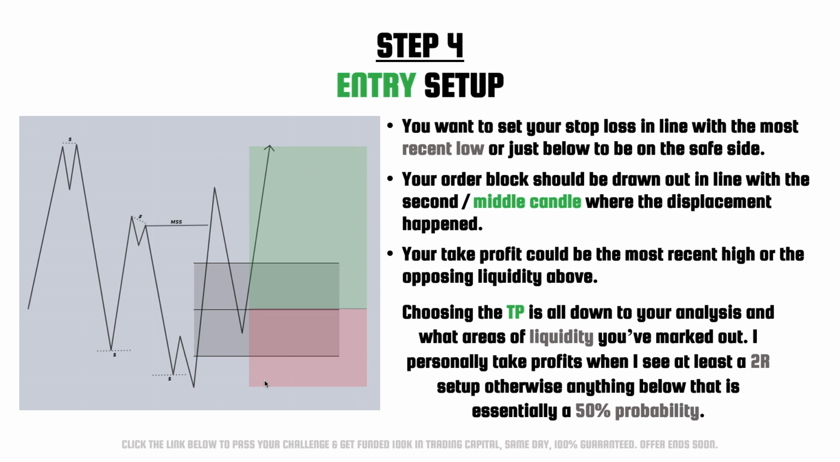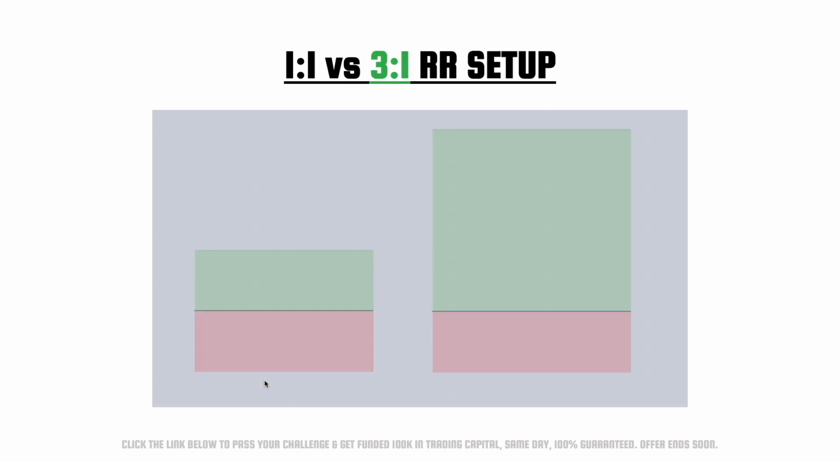I personally take profits when I see at least a 2R setup, otherwise anything below that is essentially a 50% probability. Here's the difference between a 1-to-1 RR setup on the left and a 3-to-1 RR setup on the right. The 3-to-1 setup gives you a 75% win probability and 25% losing probability, as opposed to the 1R setup, which only gives you a 50% win and 50% loss probability, which is less profitable in the bigger scheme of things.